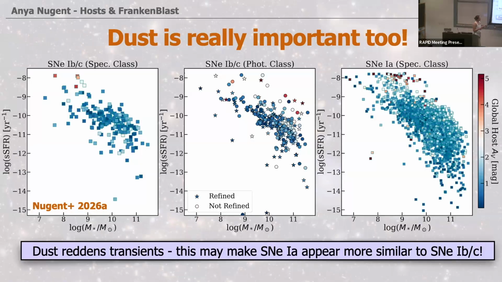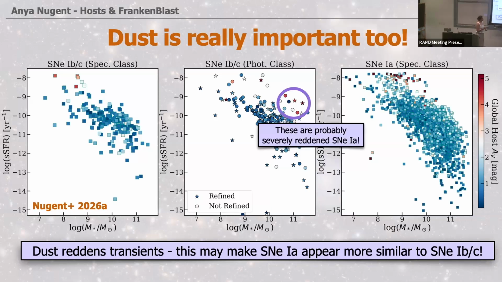In fact, we found evidence of this just by looking at host galaxies, where we were looking at properties of type 1bc spectroscopically classified supernovae compared to a photometrically classified sample of type 1bc supernovae. And we saw that many of our photometrically classified type 1bc supernovae in very dusty galaxies actually looked like they had light curves that were more similar to type 1a supernovae, meaning that they had probably been misclassified. So dust is something that we definitely want to be constraining to get the most accurate classifications on all of our transient populations.